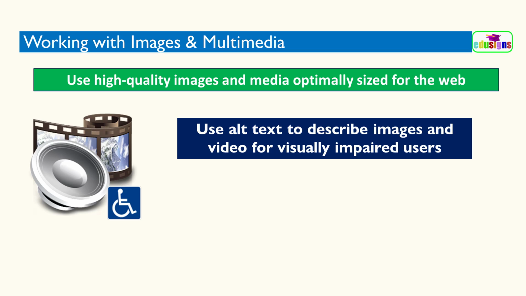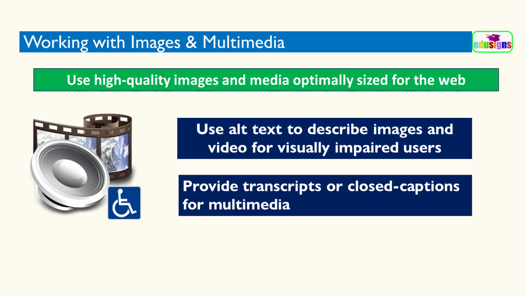Use alt text to describe images and video for visually impaired visitors. Provide closed captioning or transcripts to make audio accessible to hearing impaired visitors. Both alt text and either transcripts or closed captioning are a requirement in many countries, including the United States.